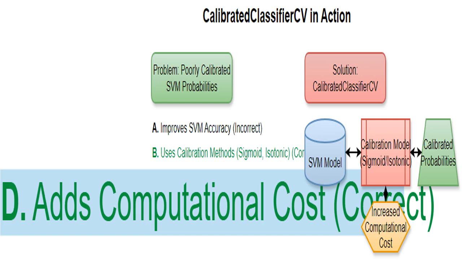Yes, CalibratedClassifierCV adds extra work. It trains a second model to adjust the initial SVM's probabilities. This makes it slower, especially with large datasets. This trade-off between speed and better calibration is something to keep in mind.